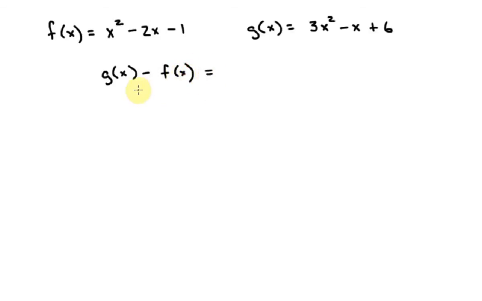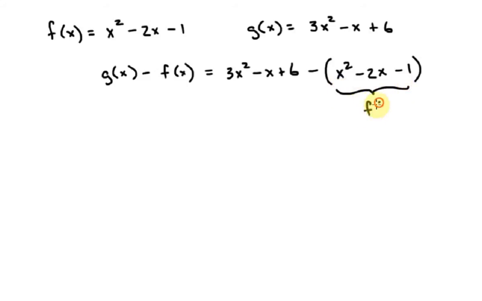All I'm going to do is take function g and write it first: 3x squared minus x plus 6. And then I'm subtracting, so I have a minus function f. Now here's the trick to this one. Make sure you put brackets around all of function f, because we are subtracting all of function f, not just one part of it. That's the common mistake, people miss the brackets. It's important that all of this is function f, and that's what we want to subtract, the whole thing.